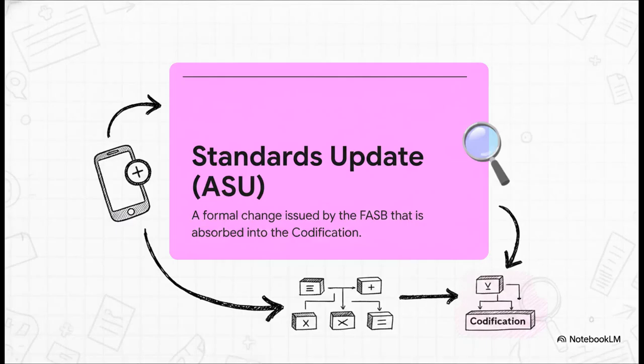Next up is the ASU, which stands for Accounting Standards Update. Whenever the FASB wants to change a rule, add a new one, or just clarify something, they issue an ASU. Honestly, the best way to think of an ASU is like a software patch for an app on your phone. It's a formal change, but once that effective date hits and the patch is installed, it's completely absorbed into the main system, the codification. After that point, the ASU just becomes historical background. You aren't really researching the ASU anymore, you're researching the newly updated codification.